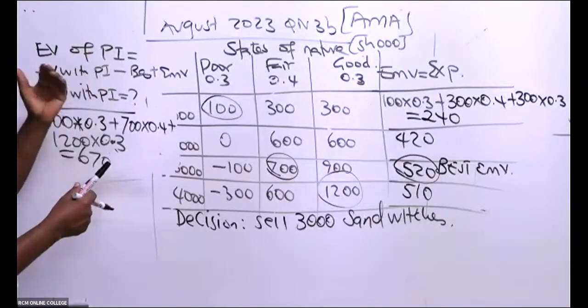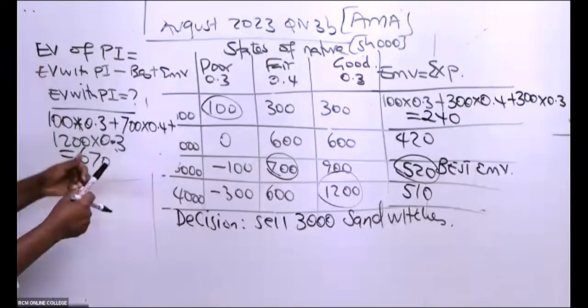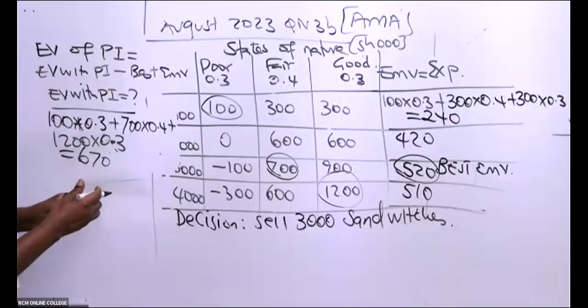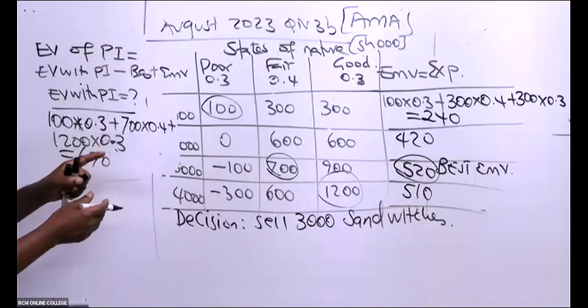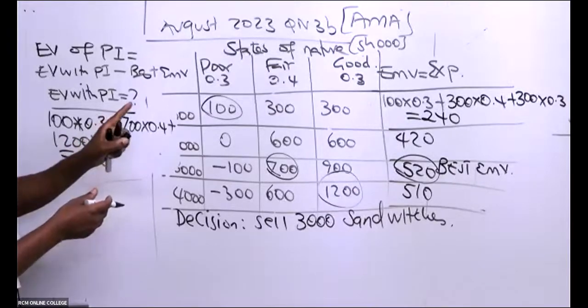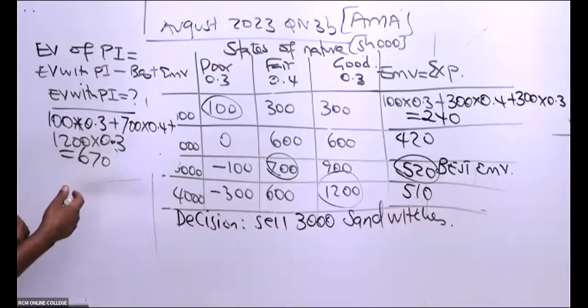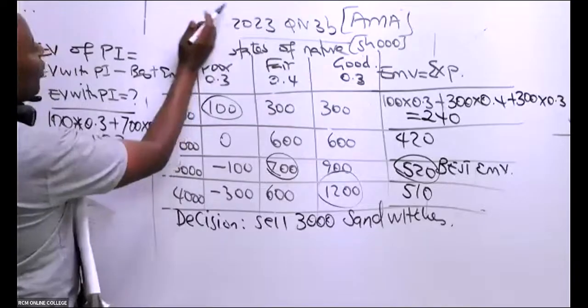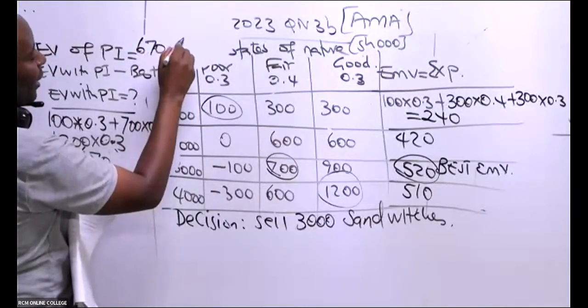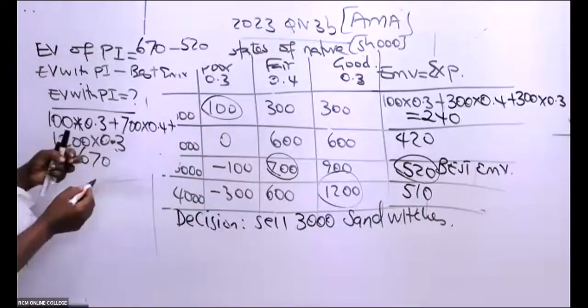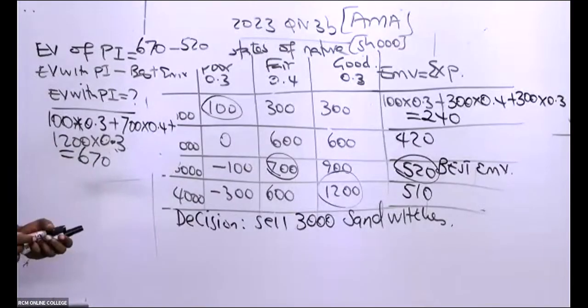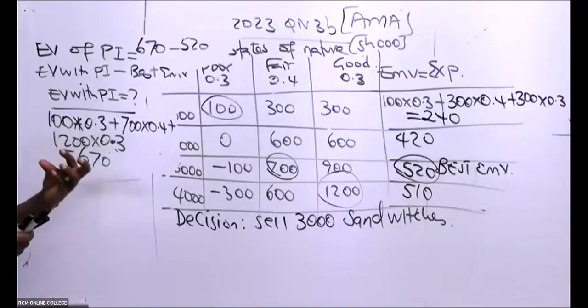Then in this case, what will be the EV of PI? Go ahead and calculate it now that you have everything. The best is 520, so it will be 670 minus the best EMV, which is 520, because already we have the best EMV. That gives me 150 at the end of the day. This 150 is the expected value of perfect information.